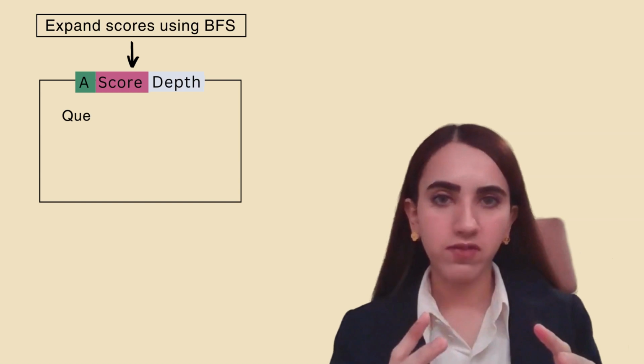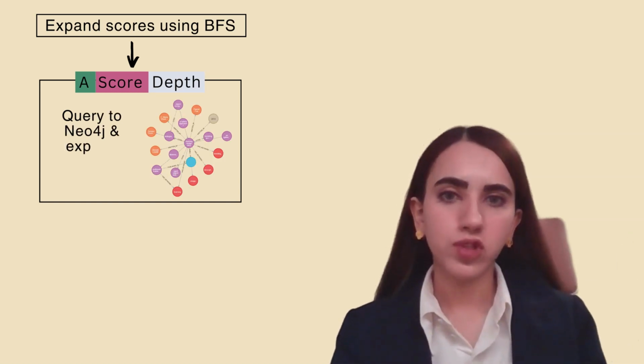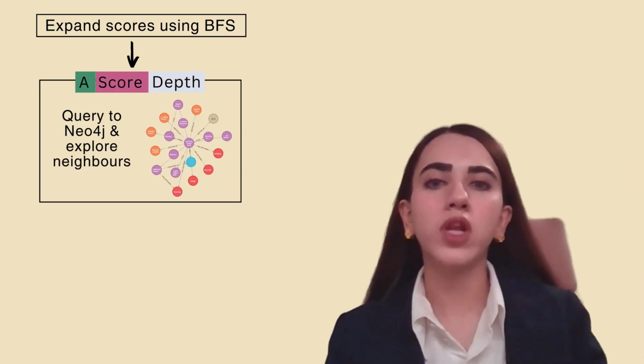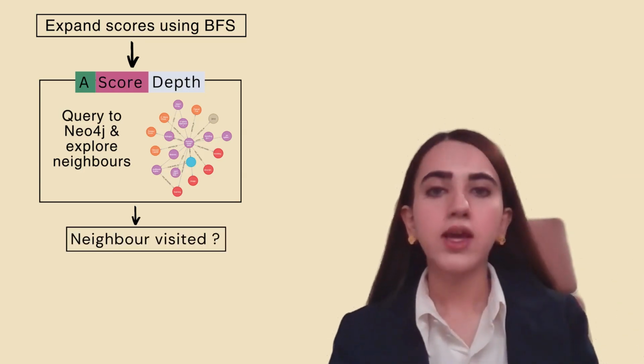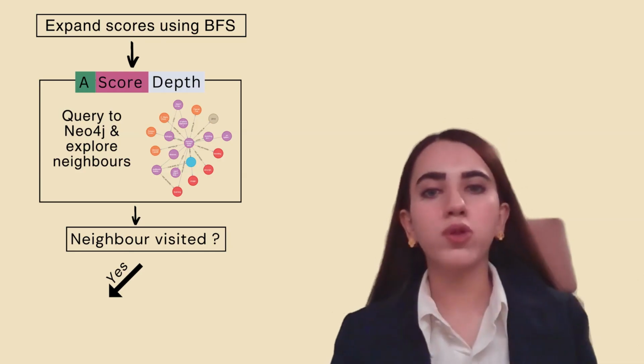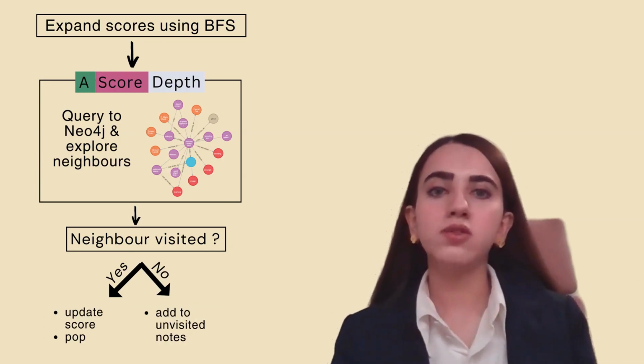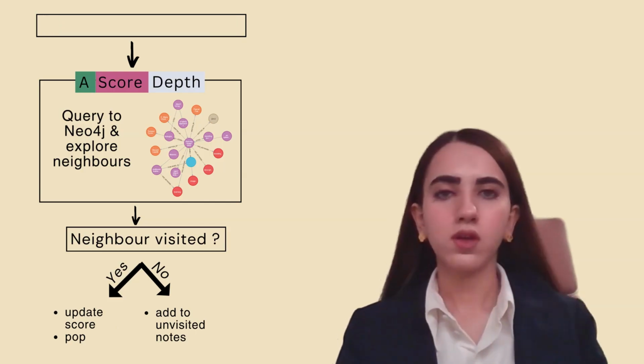At each depth level, a call will be made to Neo4j, and the neighbors of each node would be explored depending on the relationship that they're connected by. If the neighbor is visited, the score is updated. If the neighbor is not visited, then it's added to the unvisited nodes in the priority queue.